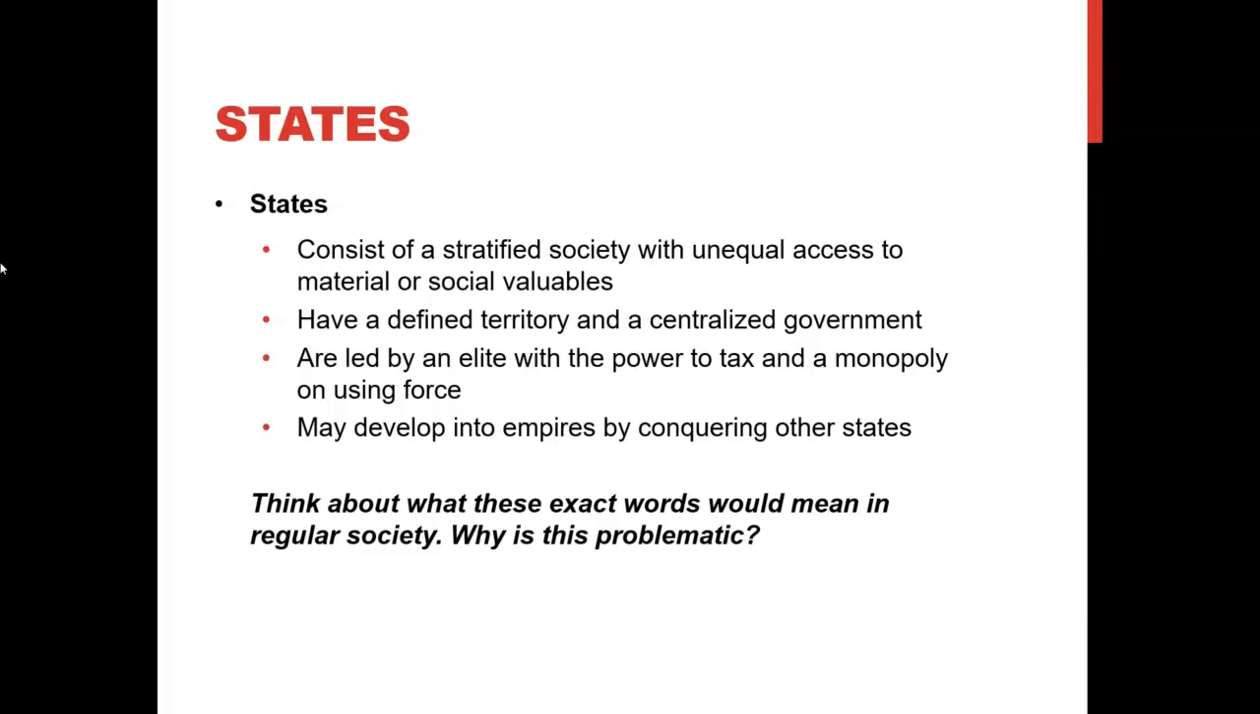But a normal common person cannot call the knights to do anything to the king, right? And that's what they're talking about, a monopoly on using force, meaning that the king, whether it's direct or indirect, has the power to use that force while other people do not. And finally, the power to tax, right? That's also very straightforward. The king can raise taxes on, let's say, the peasants, but the peasants can't raise taxes on the king. And finally, states may develop an empire by conquering other states.